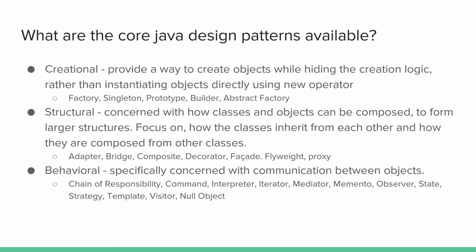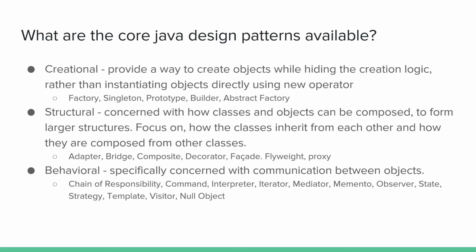Structural patterns are concerned with how classes and objects can be composed to form larger structures. It also focuses on how the classes inherit from each other and how they are composed from each other. A few of the examples include the adapter, bridge, composite, decorator, etc.